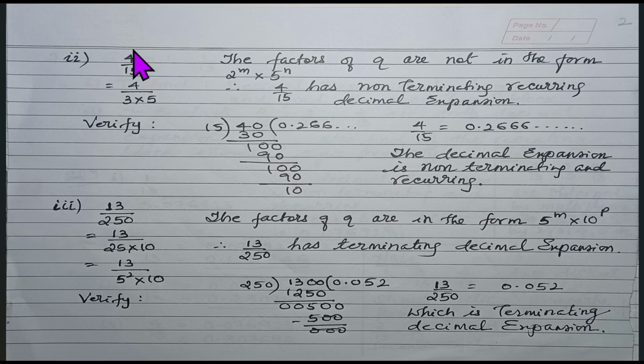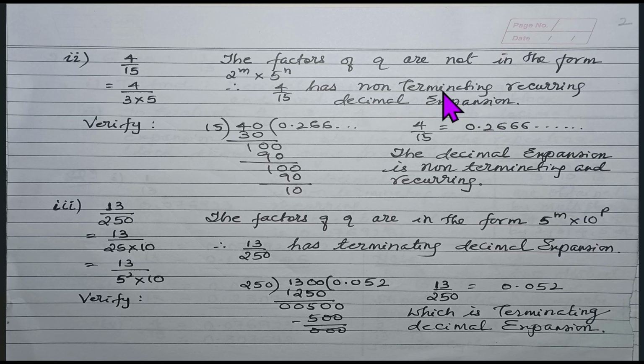Now we are given 4 by 15. Again, 4 and 15 are co-primes. The common factor between them is 1. First you have to check that. Then write the factors of 15. Factors of 15 is 3 into 5, and 3 into 5 is 3 raised to 1, 5 raised to 1. Now you find here q is not having the factors of the form 2 raised to m into 5 raised to n, because 3 is 100% different from 2 and 5, and therefore this rational number 4 by 15 has a non-terminating recurring decimal expansion.